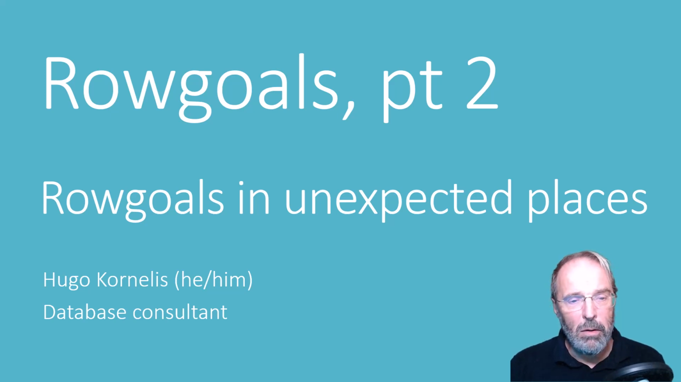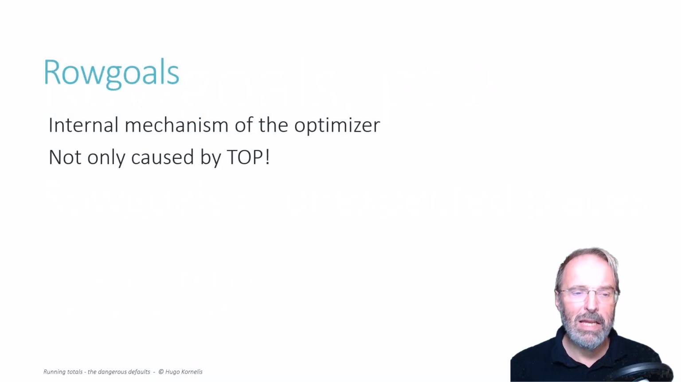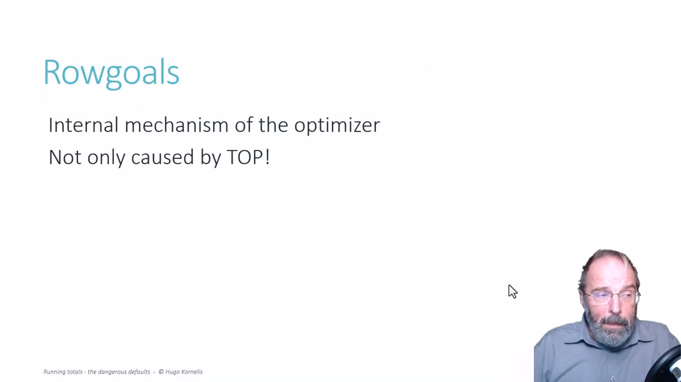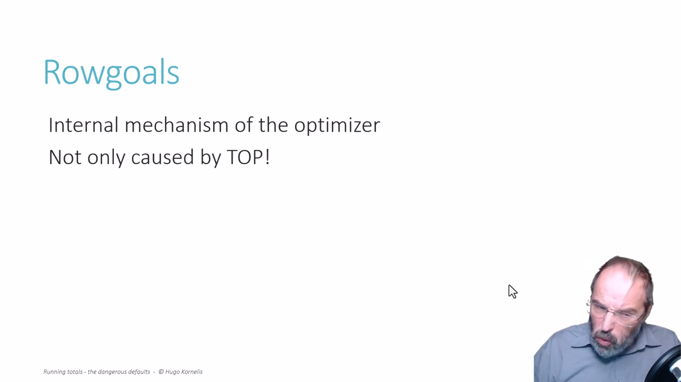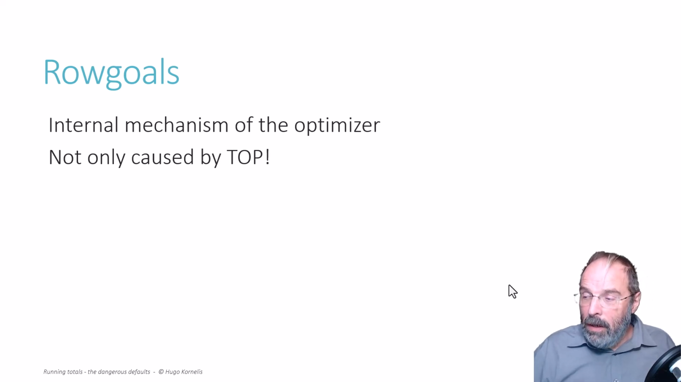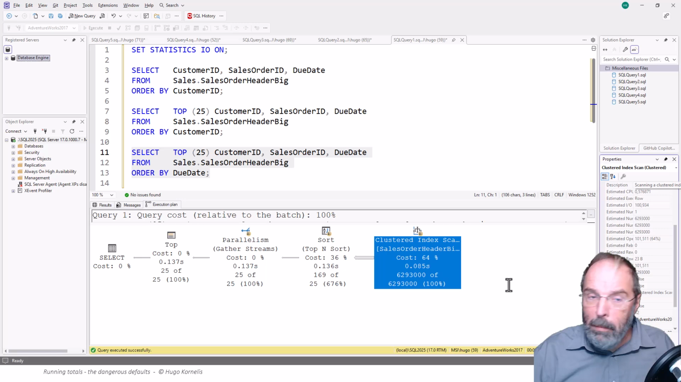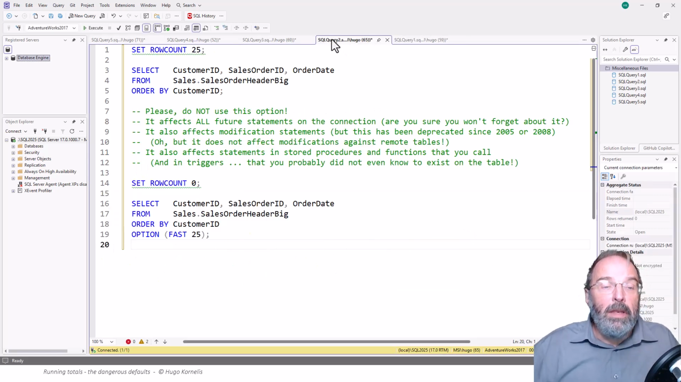In the previous video, we looked at how row goals work for queries with, for instance, a TOP that don't return the full result set. However, there are some cases where a row goal might be used where you don't expect it. Let's take a look. When you see a TOP in a query, it's quite obvious that you will get a row goal. But it's not always this obvious. There are other cases where you can also get this row goal. Let's once more return to the demo and go to the next example.